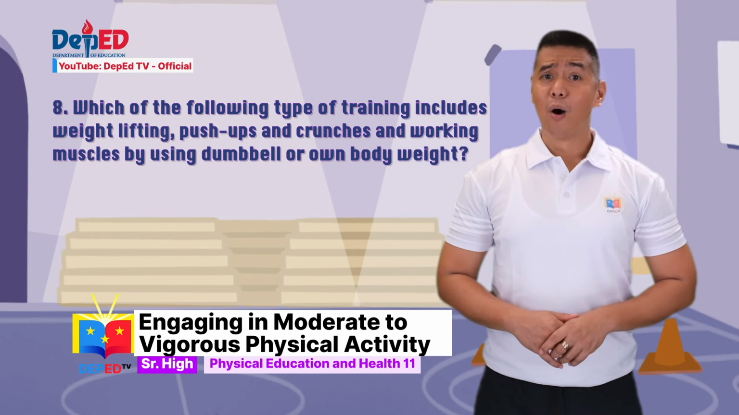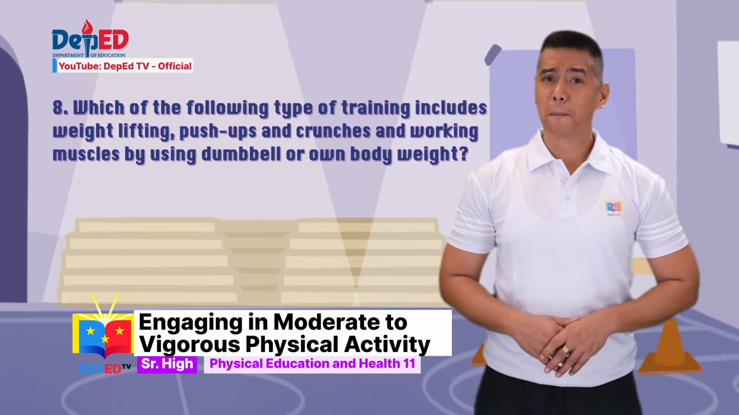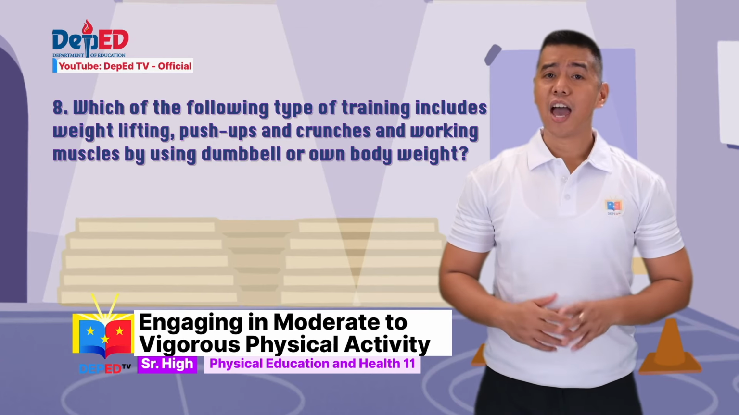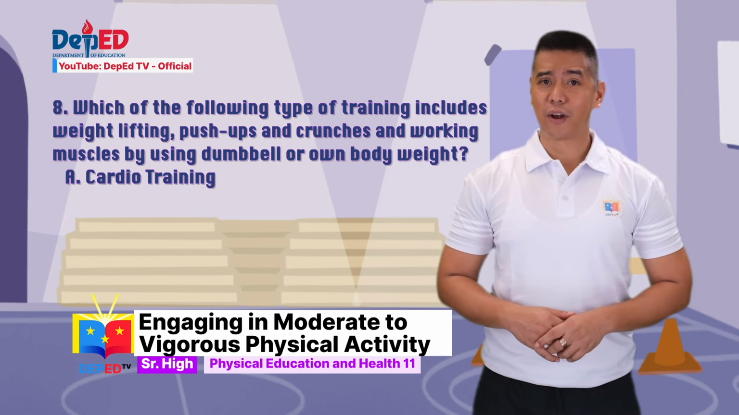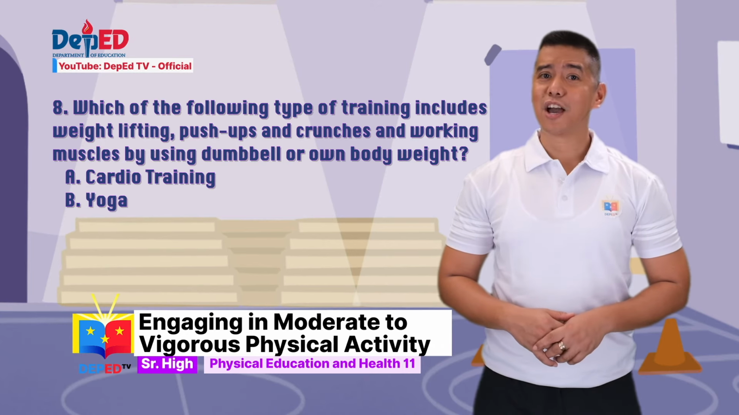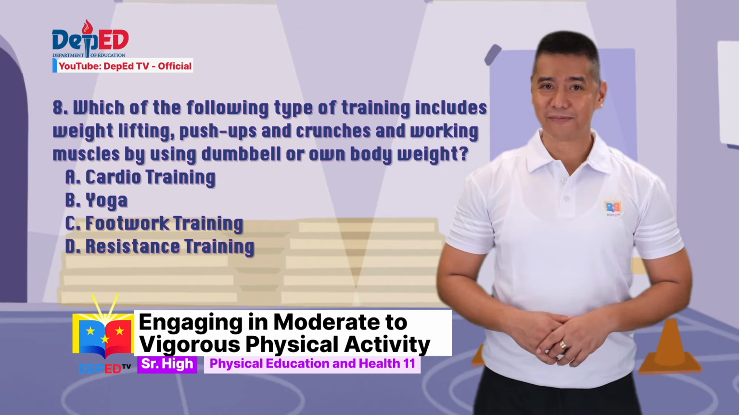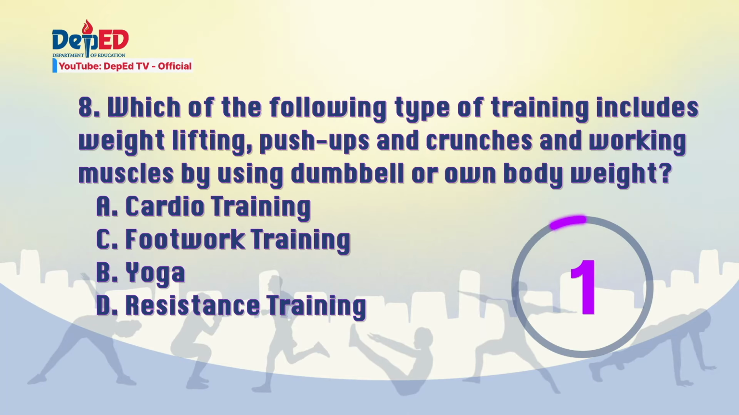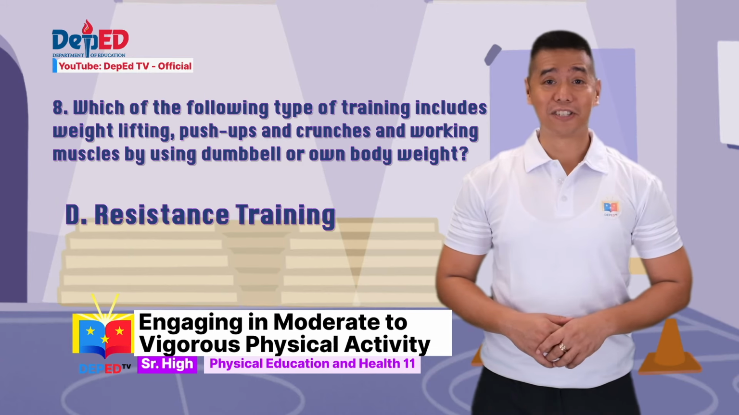Number 8. Which of the following types of training includes weightlifting, push-ups, and crunches, and working muscles by using dumbbells or own body weight? Is it A. Cardio training, B. Yoga, C. Footwork training, or D. Resistance training? The correct answer is letter D. Resistance training.